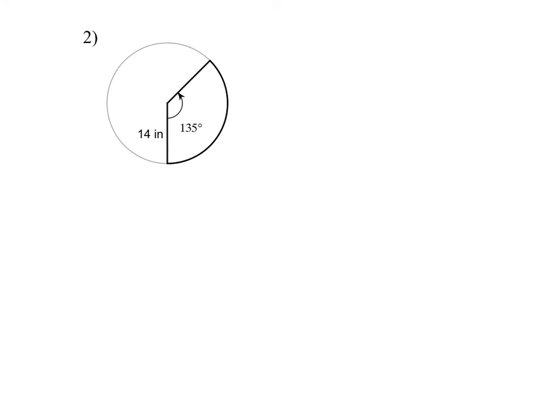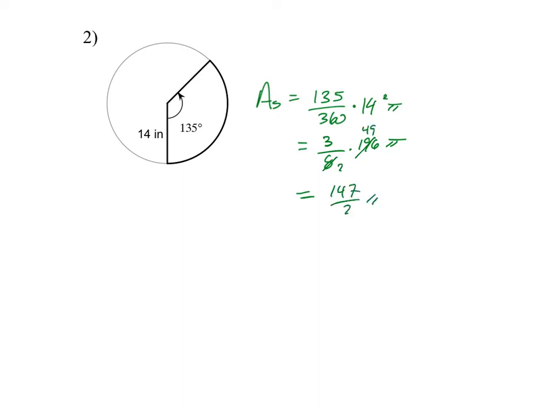Okay. So number two, sorry. So again, I have 135. So the area of the sector is going to be 135 over 360 times 14 squared pi. So if we simplify by 45, I have 3 over 8 times 196 pi. So once I simplify, I'm going to have this divided by 4. So this is 49. This is 2. So I have 147 half pi inches squared.